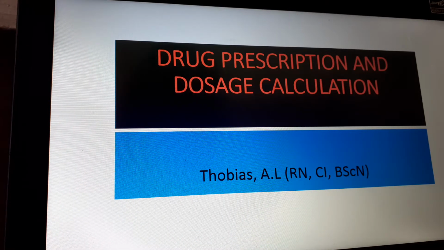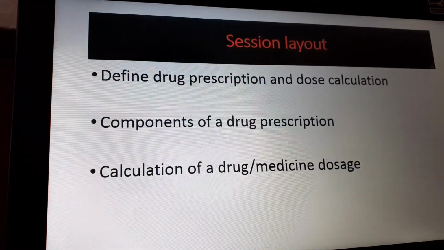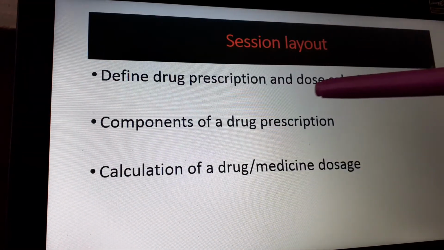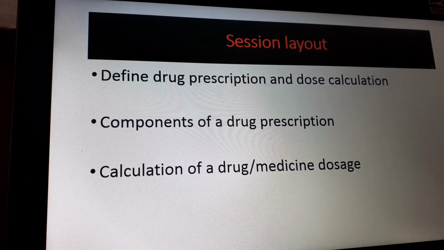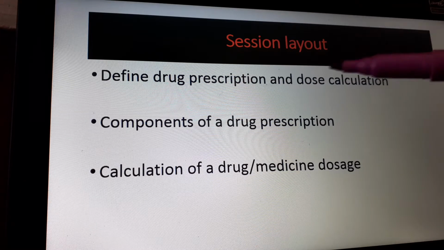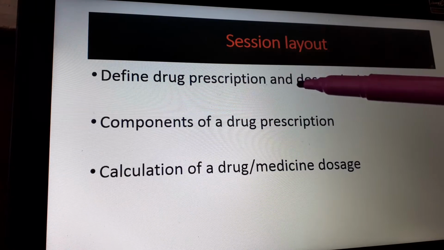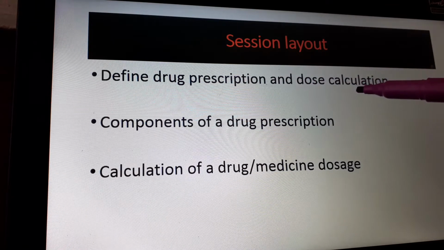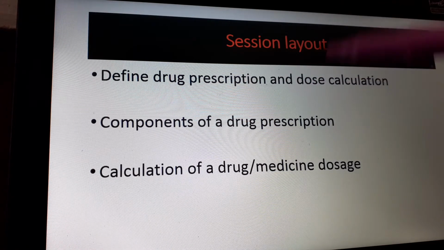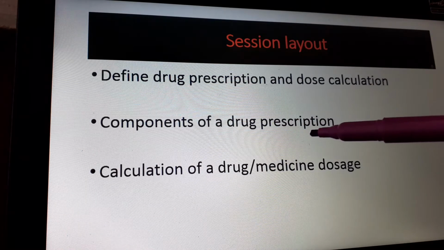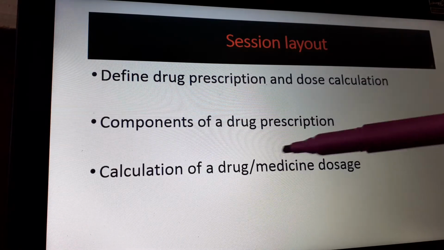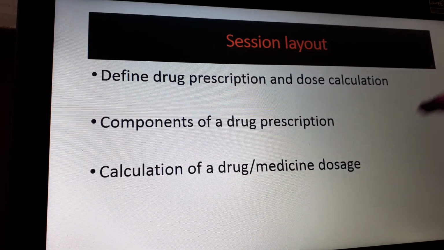Drug prescription and the dosage calculation, and these are the objectives: definition of drug prescription and dose calculation, components of a drug prescription, and how to calculate drug or medicine dosage.